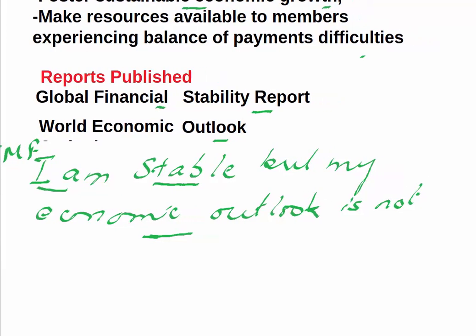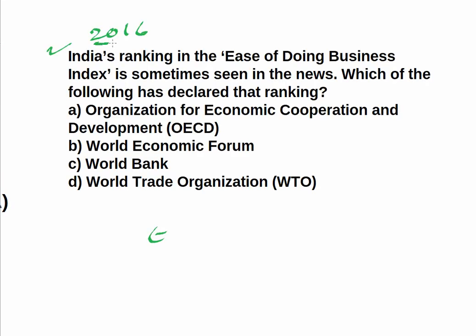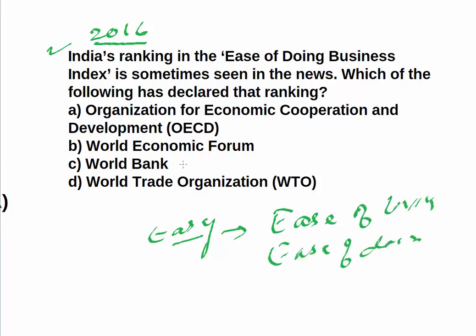Now let us solve some questions that came on this topic and let us use the trick that we just learnt. This question came in 2016. Now in the trick we learned that World Bank says India's prospect of development is not easy. So from easy we can deduce Ease of Living and Ease of Doing Business. So the answer will be C.